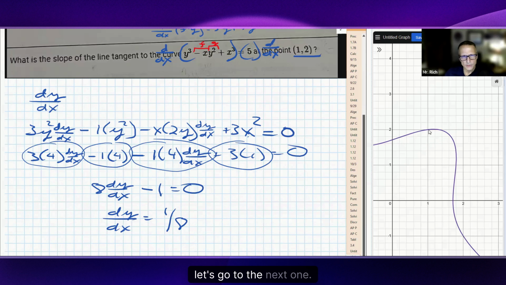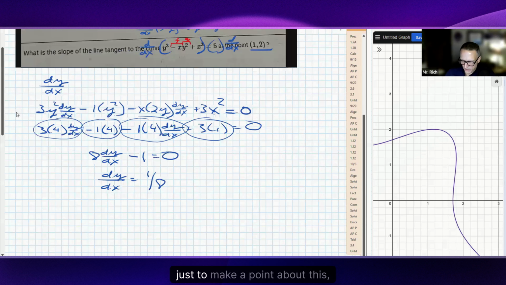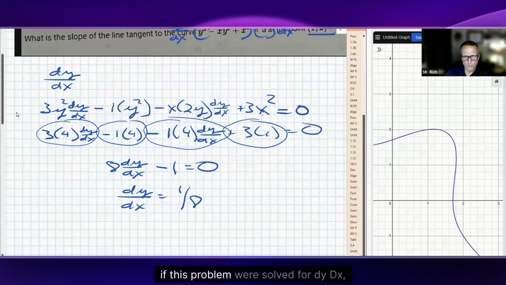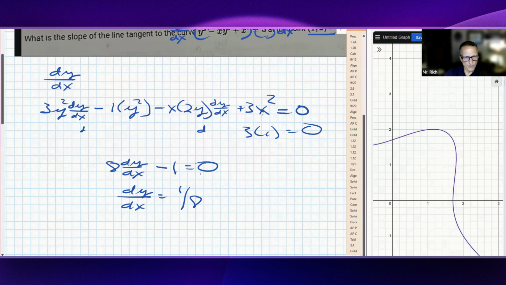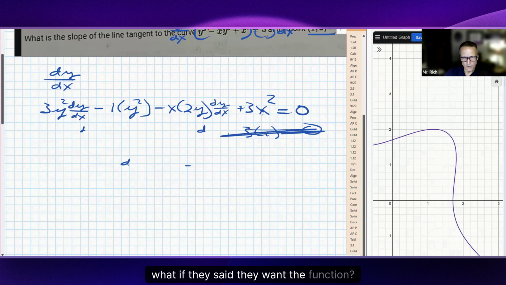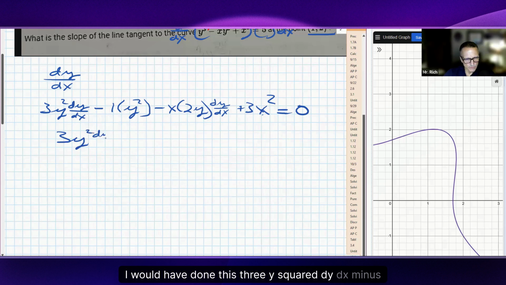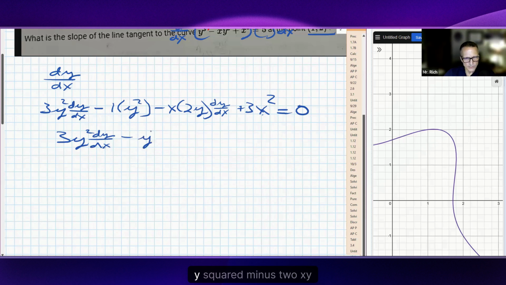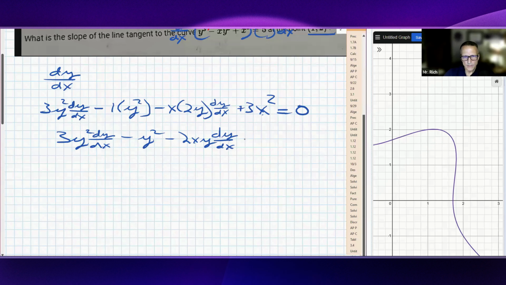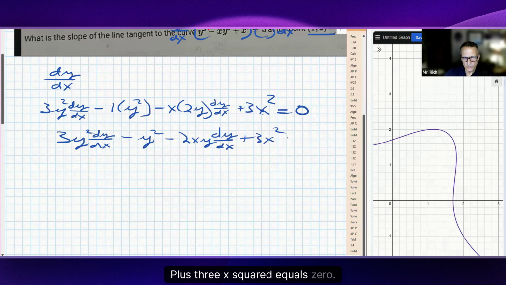All right, let's go to the next one. And as I said, just to make a point about this, if this problem were solved for dy/dx, I'll get rid of this. What if they said they want the function dy/dx? Could have done that. But what we probably would have done is simplified this a bit. I would have done 3y squared dy/dx minus y squared minus 2xy dy/dx, just cleaning it up a bit, plus 3x squared equals 0.